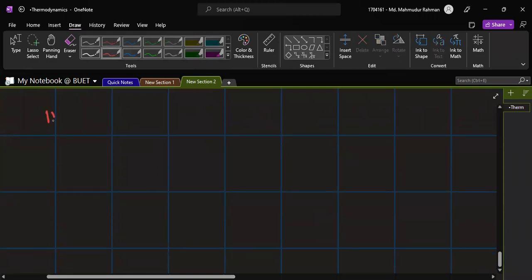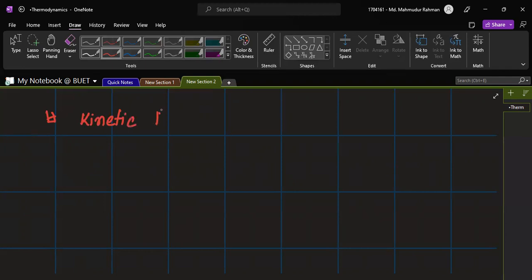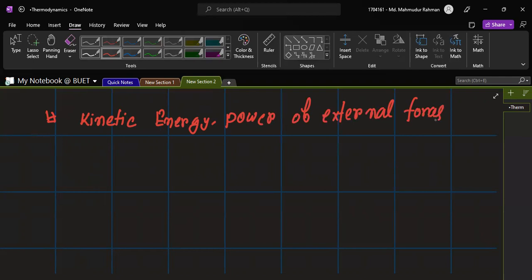The next thing we have on the plate is the kinetic energy, power of external forces, and net working. The topic that we're going to deal with is kinetic energy, power of external forces, and net working.